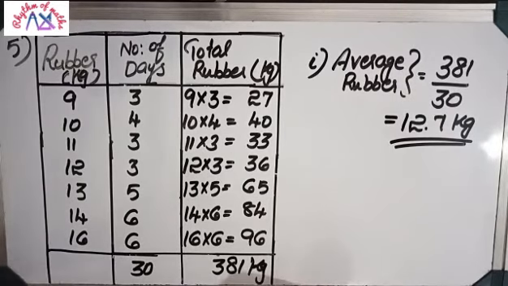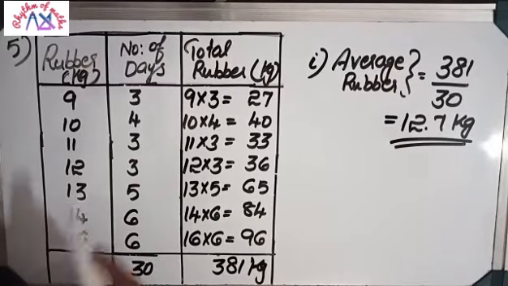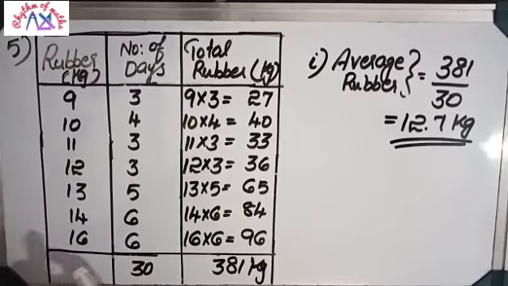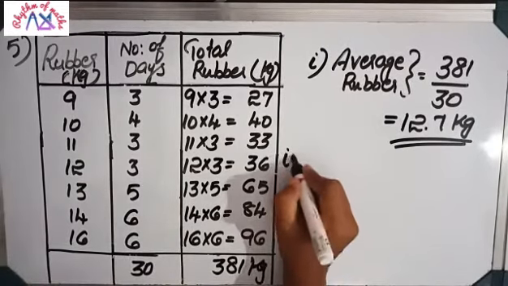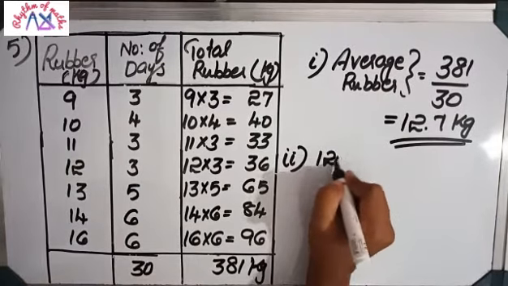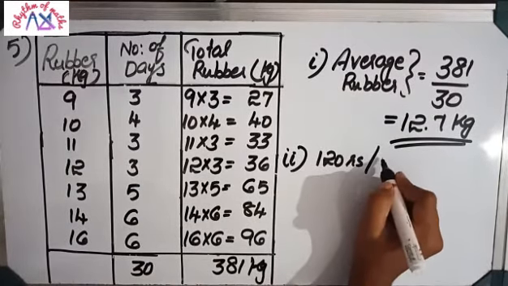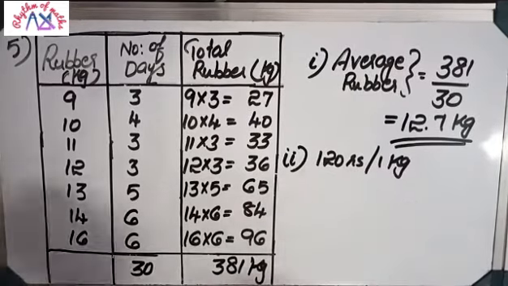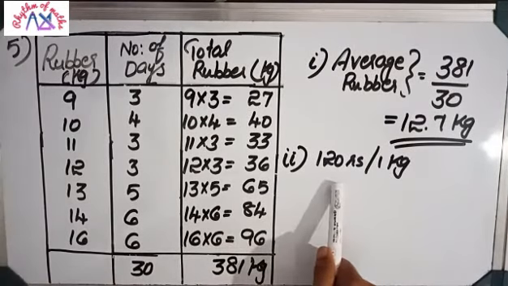Okay, now the second sub question. The second sub question is the average income of this month. How much income, on average, did that farmer get in this particular month? That is the question. Here, for 1 kg of rubber, the amount is 120 rupees. For 1 kilogram of rubber, 120 rupees is the amount.